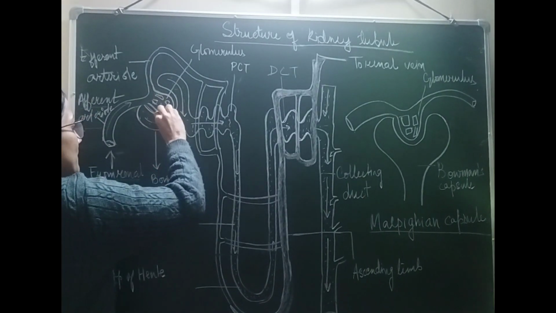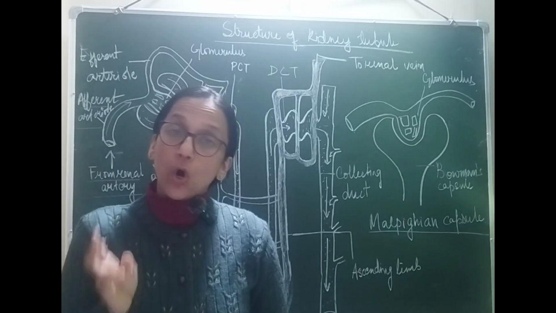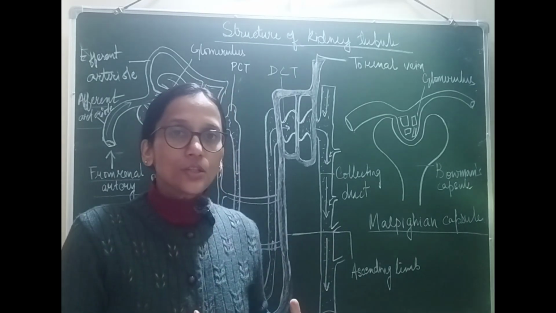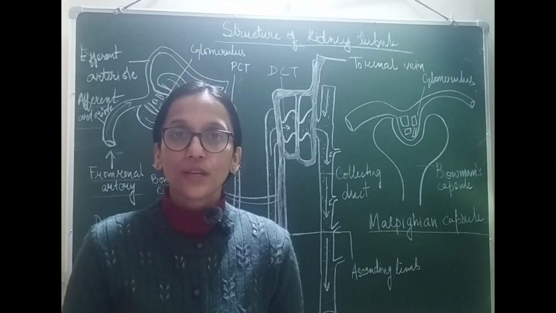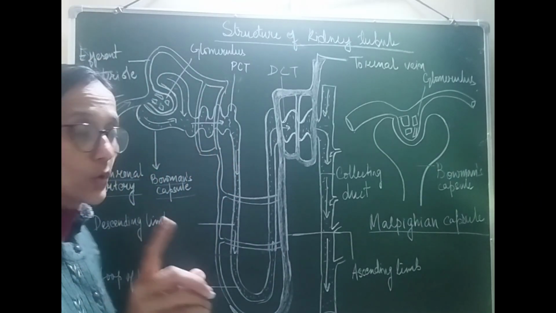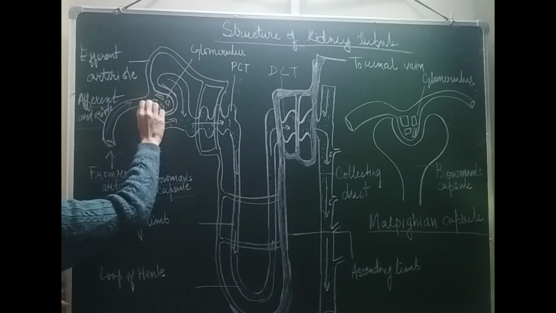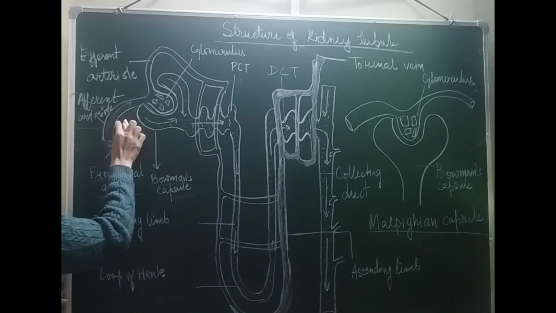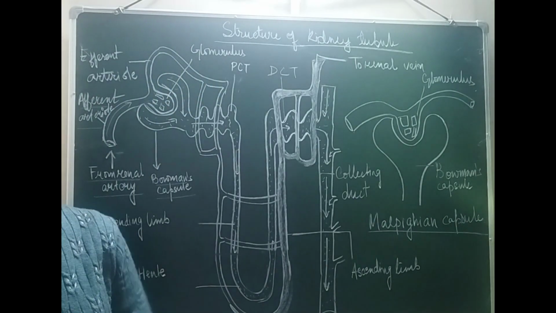This wall of the Bowman's capsule is very thin, so it is ideal for filtration. On top of this, the filtration here happens under very high pressure. That is why this filtration is known as ultrafiltration. Now, how is this pressure getting generated? Look carefully. The diameter of the blood vessel which is entering into the Bowman's capsule is thicker compared to the diameter of the blood vessel which is coming out of it.